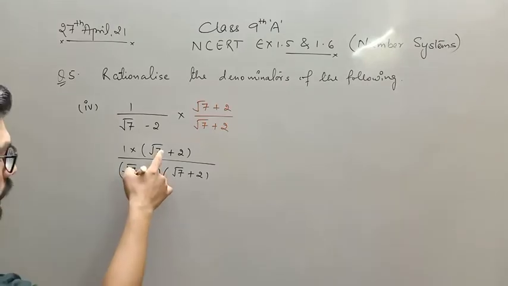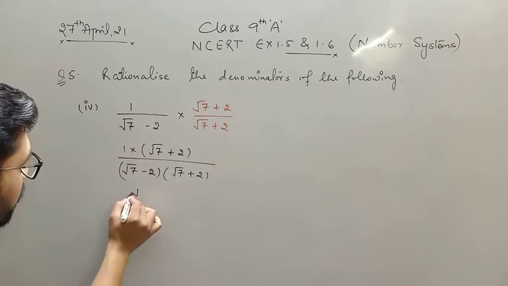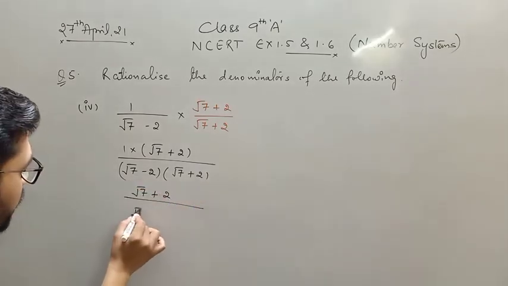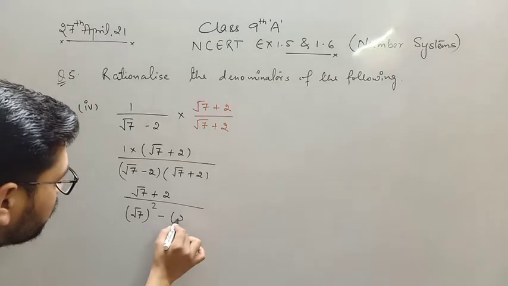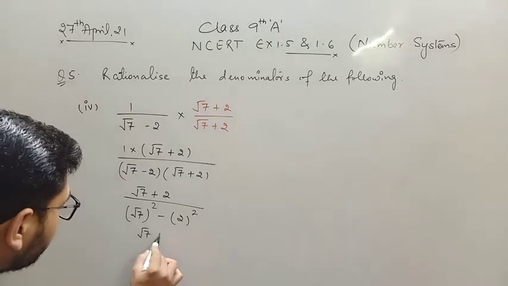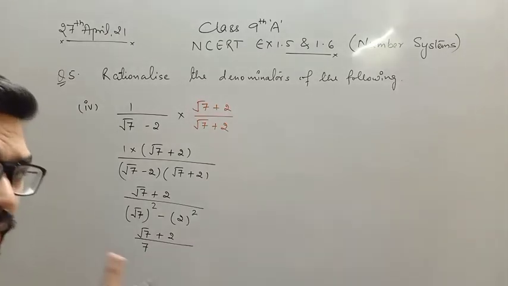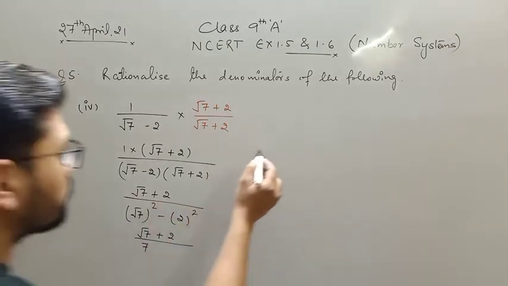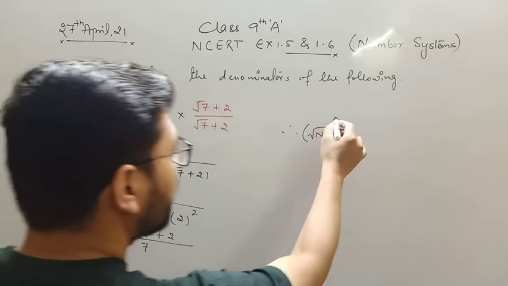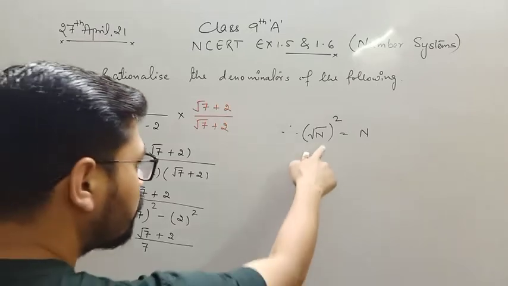What will you get in the numerator? If I'm multiplying this number with 1, I'll get the same number, root 7 plus 2. In the denominator, a minus b times a plus b, so I can write a square minus b square. Any doubt in this? Then root 7 square is equal to 7. As I have already told you in the earlier classes, if I have a number in a square root and I square it, I get the number itself. Any doubt? So I use this property here.